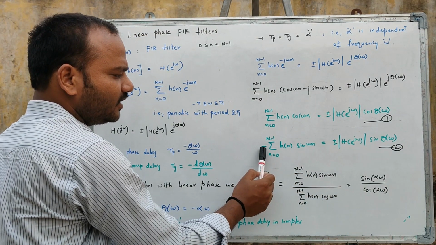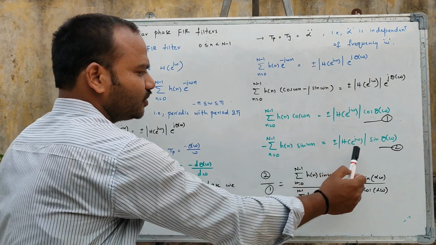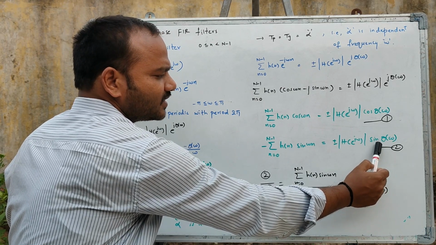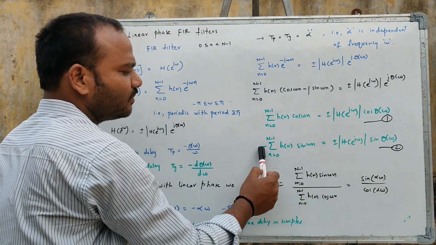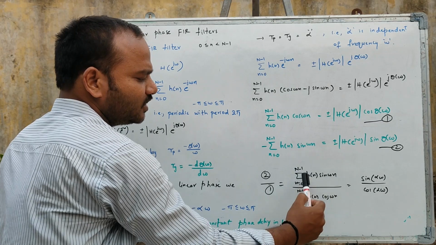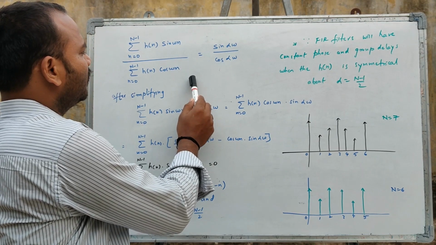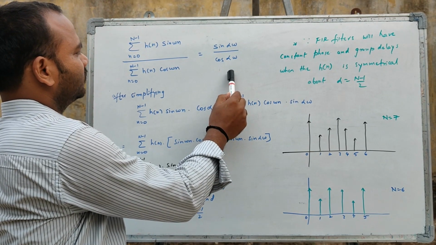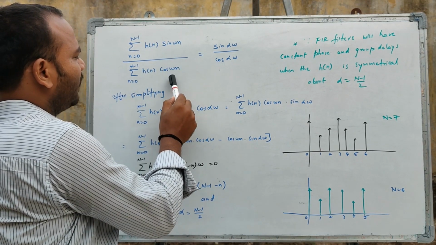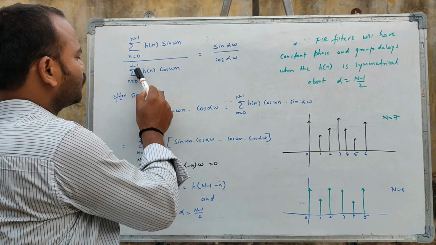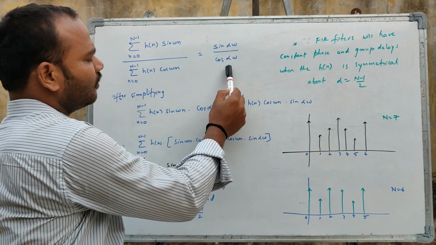Here the minus sign gets cancelled. When you substitute minus alpha omega in sin theta of omega, it will be sin of minus alpha omega. So sin of minus theta is minus sin theta. That minus and this minus get cancelled, and you will be left with this particular equation. After taking the ratio, we have summation from n equal to 0 to N minus 1 h of n sin omega n by summation from n equal to 0 to N minus 1 h of n cos omega n is equal to sin alpha of omega by cos alpha of omega.